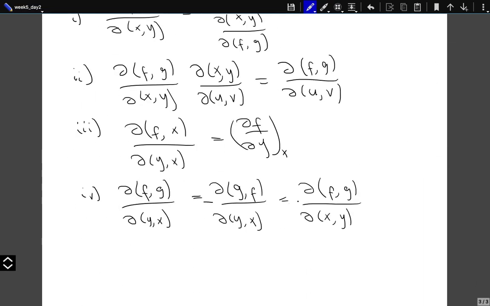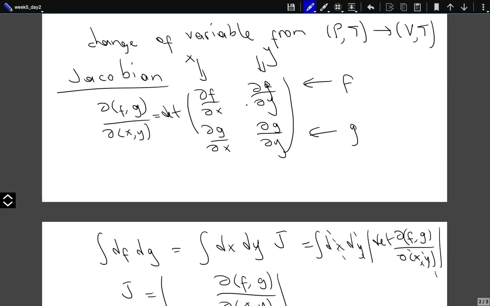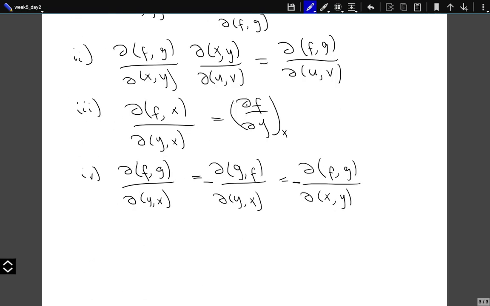Here, if you exchange x and y, in this determinant you are just exchanging the columns. Again, if you exchange the columns in a matrix, the determinant changes sign. So that's why we have that minus sign over there.